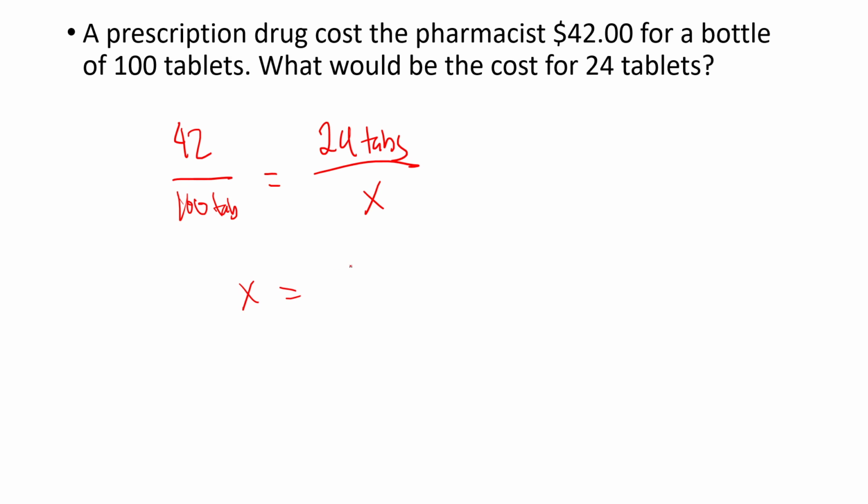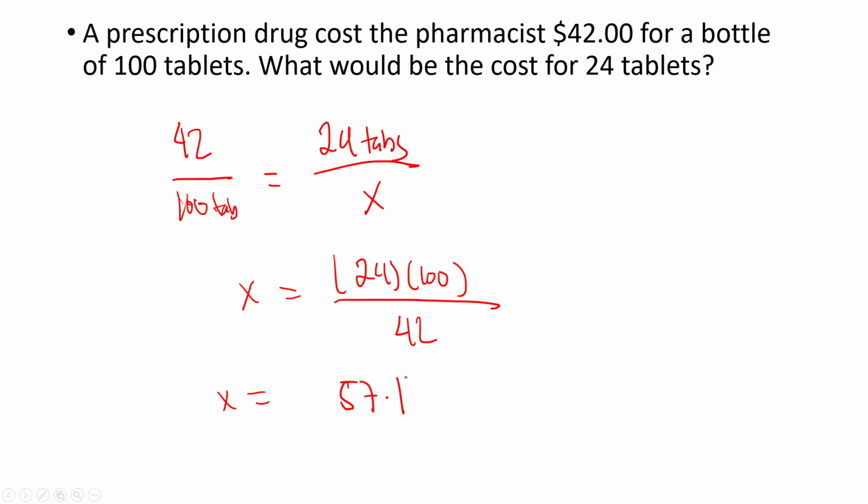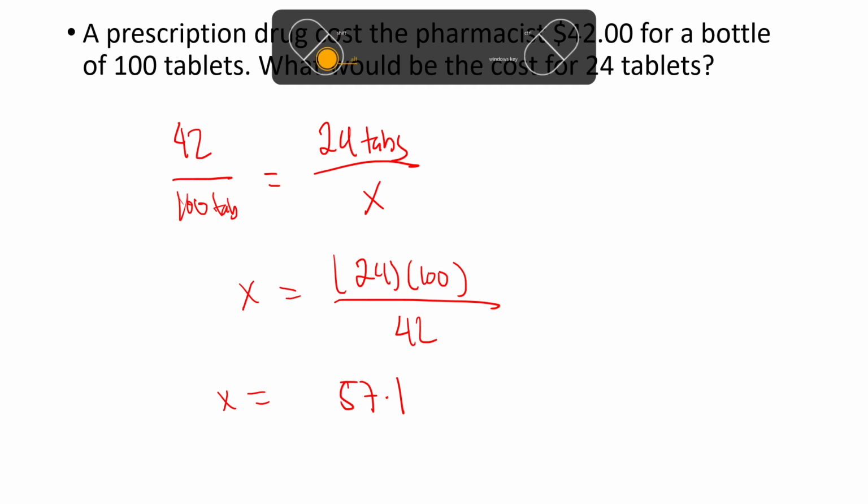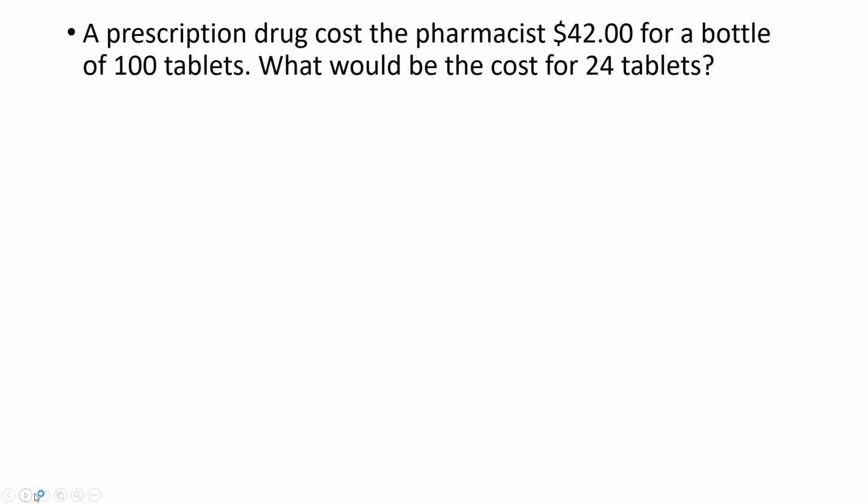So the missing is the price. Rearranging the formula, we'll get x equals 24 times 100 divided by 42. No, this is wrong. I think I had an error with moving. Let's try again. I already know that it was wrong because my answer was greater than 42, but the tablets were already for 100 pieces. So ideally, the price for 24 would be less than the price of 100 tablets.